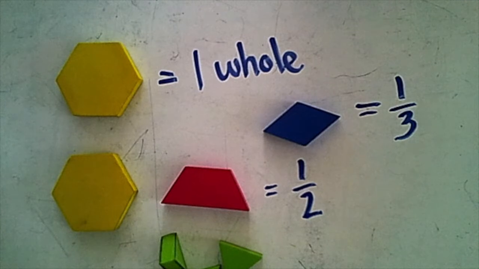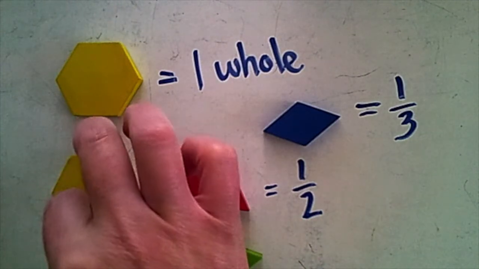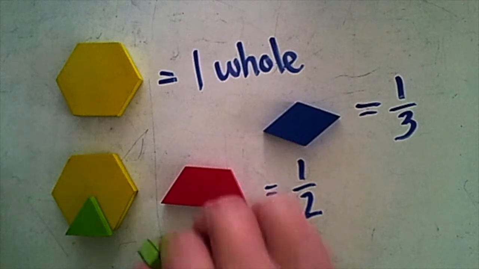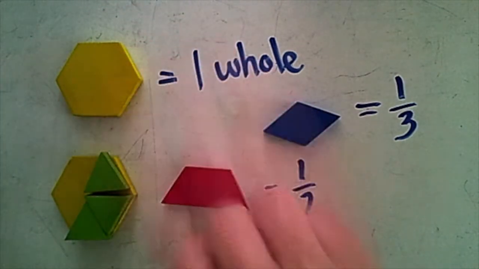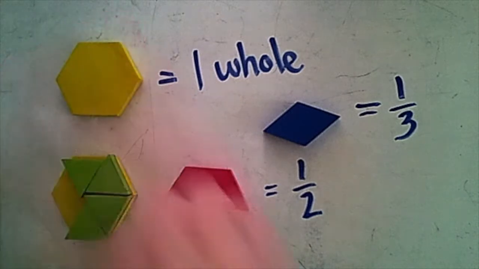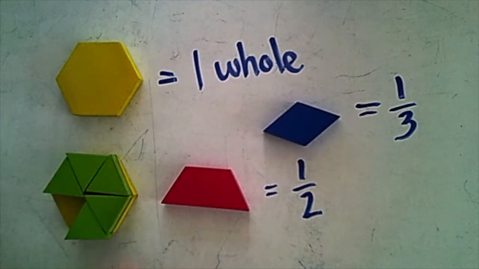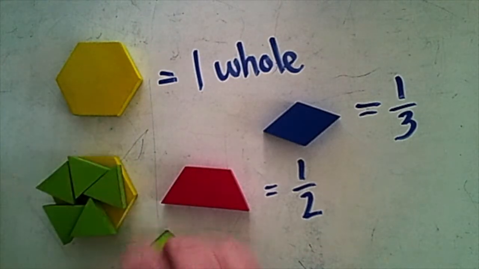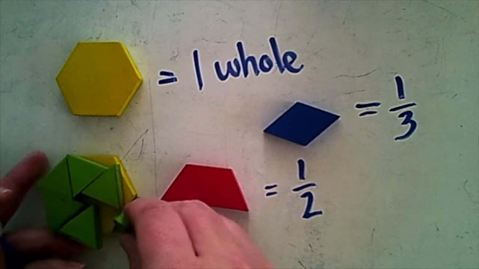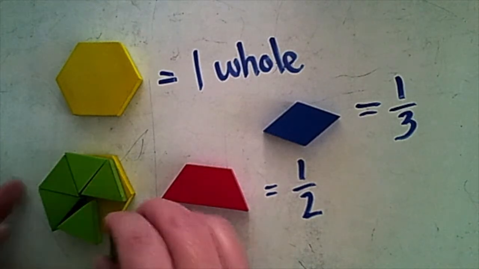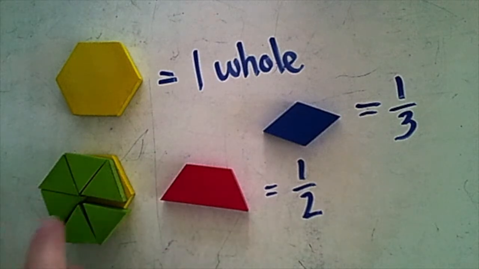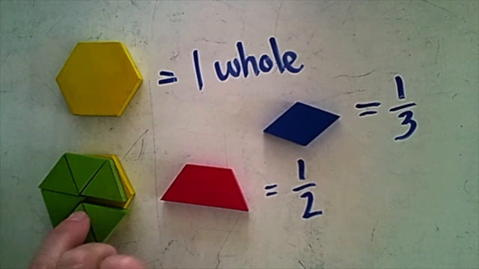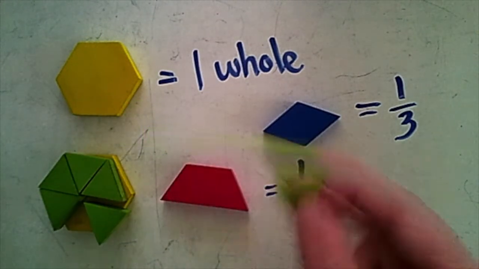And who remembers how many of the green ones fit? Let's count. 1, 2, 3, 4, 5, and 6. Whoop. This guy won't stay on. All right, so there are 6 of them that go onto the yellow, the 1 whole. So if I took 1 away, this is what?